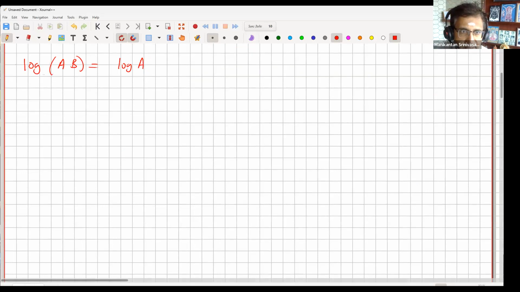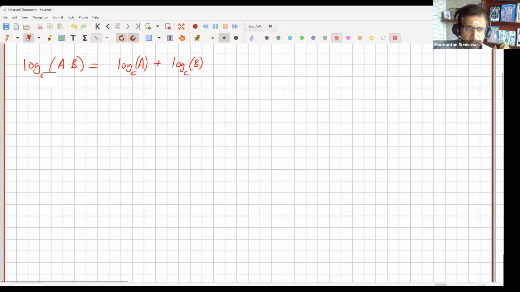If I don't put any base, it means the property is true for any base, literally. I don't have to put a base. So when I don't mention any base, it means it's the same base throughout the problem. So with C here, it's constantly the same C. Sometimes if I don't put a base, it means the entire statement is true for any base. Okay, so log AB is log A plus log B.